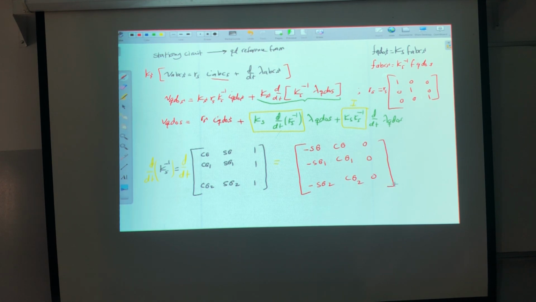Then multiply by theta dot. Multiply by what? By theta dot inside the cosine.